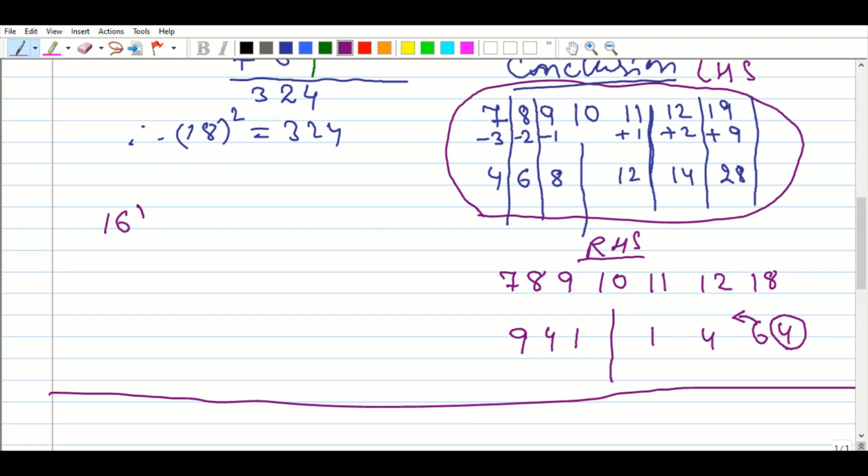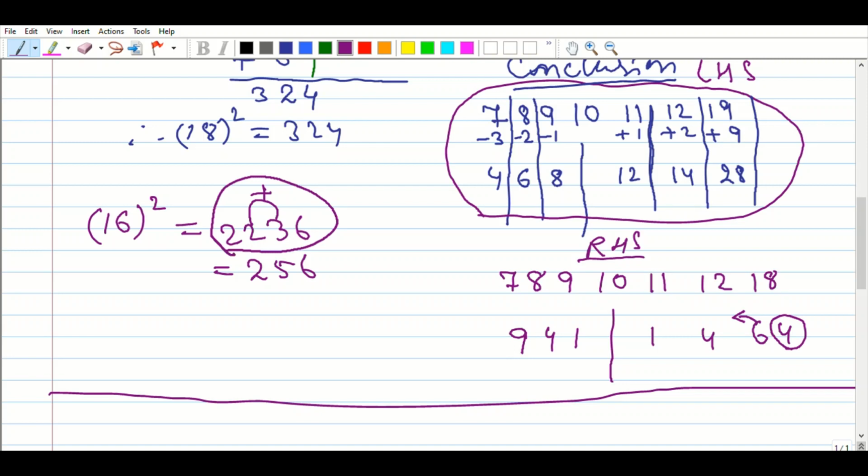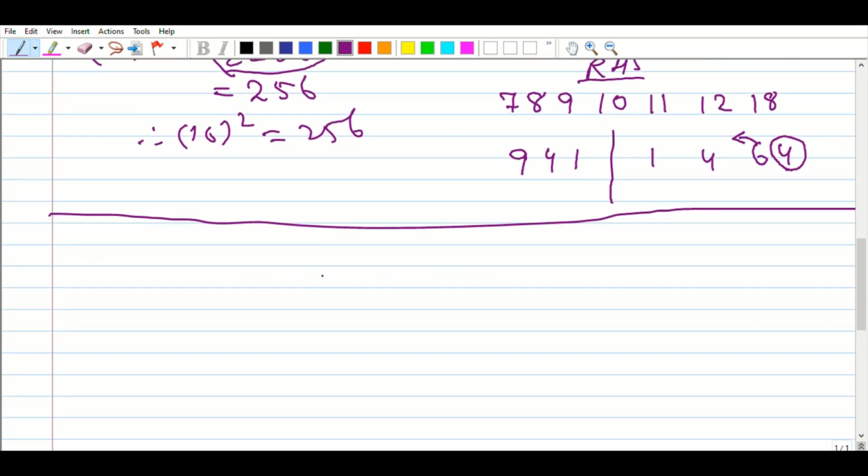16 square. Let's see, it is 6 more than 10. 6 sixes are 36, and here 16 plus 6 is 22, isn't it? Plus the 3, what do you get? 256. Okay, that is the method, that is the trick. In 1 second we get it, therefore 16 square equals 256. Clear? Now we can do 20 also with this method.